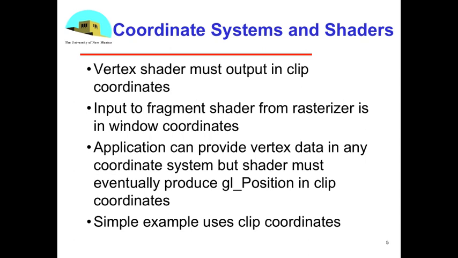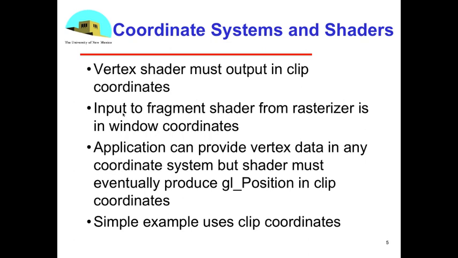Okay, so we have to output in clip coordinates, and the input to the fragment shader from the rasterizer is said to be in window coordinates. We won't see that directly, but basically those units will be in pixels numbered from 0, 0 up until the maximum number in the upper right corner. Now, as we said, when we looked at our simple shader, there was a variable called gl_Position, and that's what our rasterizer expects the values to be in.